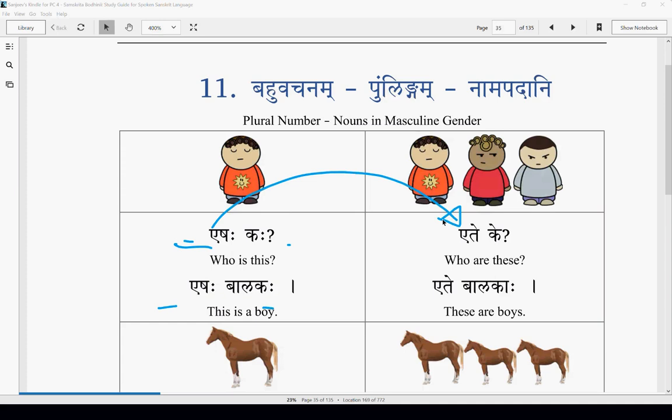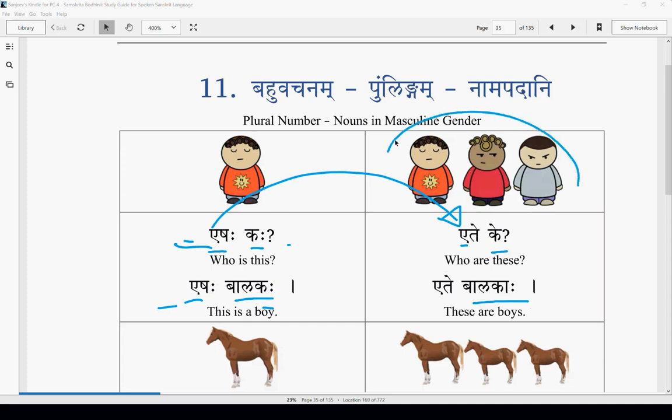in the bahuvachanam. Eshaha means someone who is close enough. Saha we use for away. So here we say Esha Kaha. Who is this? Esha Balaka. Now change of the forms to Bahuvachanam. Esha changes to Ete. Kaha changes to Ke. Balaka, similarly, changes to Balakaha. And it is plural. Bahuvachanam. Esha Kaha, Ete Ke. Esha Balakaha, Ete Balakaha.